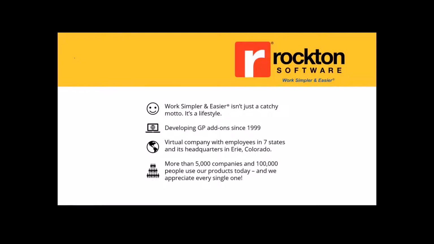First, let me tell you a little bit about Rockton software. Our goal for our products is to make your work simpler and easier so you can spend your time on more important tasks. Rockton software has been around since 1999. We started as an ISV selling add-on products for Dynamics GP, but have since also become an Acumatica reseller selling add-on products there. We're a virtual company with employees in 7 different states with headquarters in Erie, Colorado.